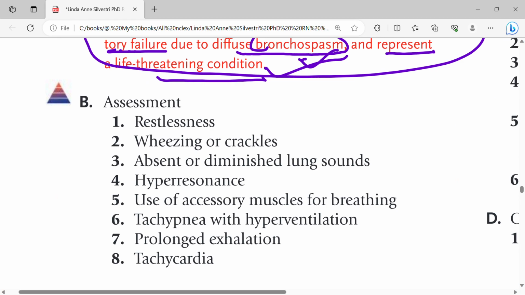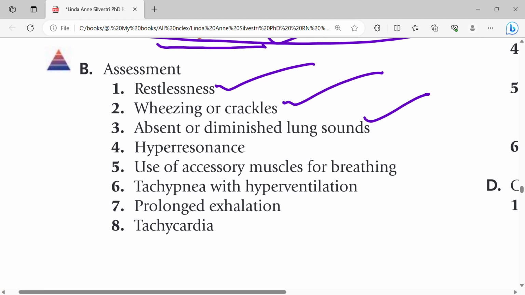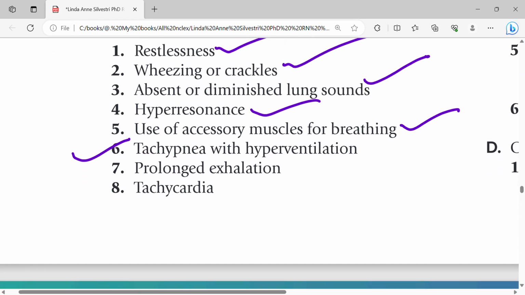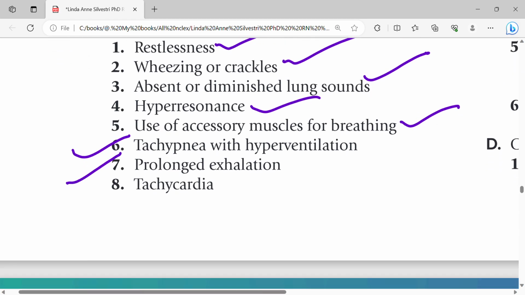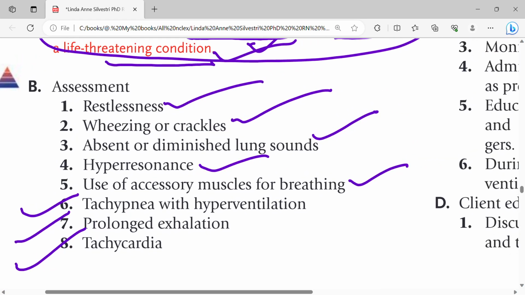Now assessment. What will we assess? First, restlessness. The patient will be restless. Wheezing or crackle sounds can be there. Absent or diminished lung sounds. Hyperresonance can be there. Use of accessory muscles for breathing. Tachypnea with hyperventilation can be there. Prolonged exhalation and tachycardia can be there. So this we need to assess.